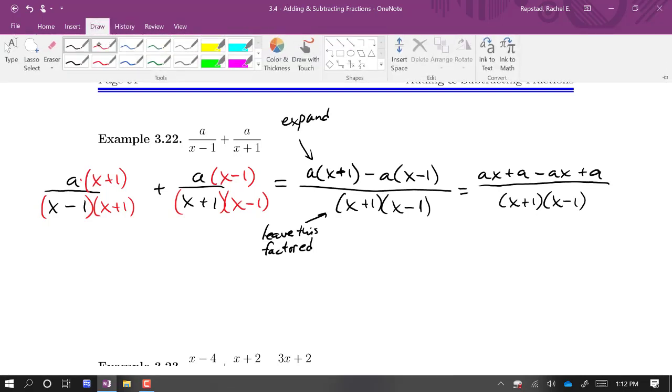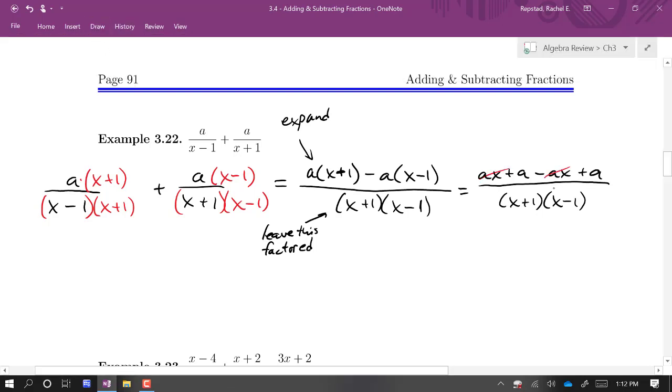And now we can combine like terms up top. The ax minus ax, those cancel. A plus a is 2a. And so that's our final result: 2a divided by x plus 1, x minus 1.